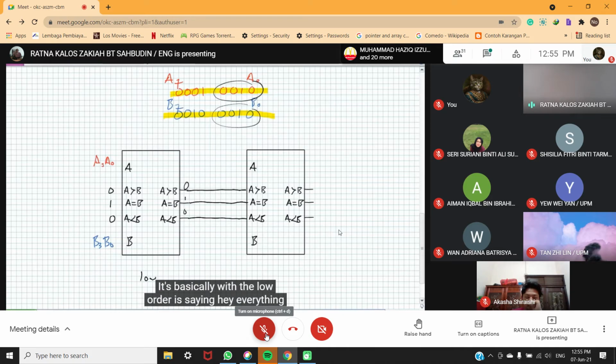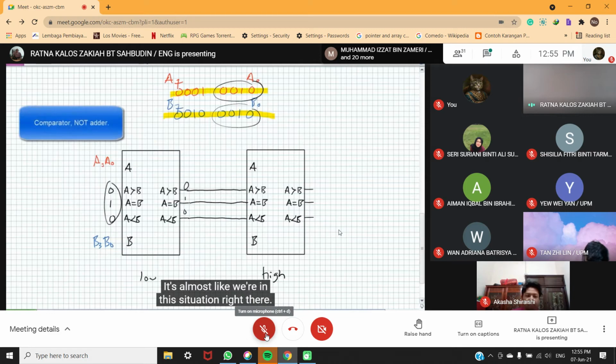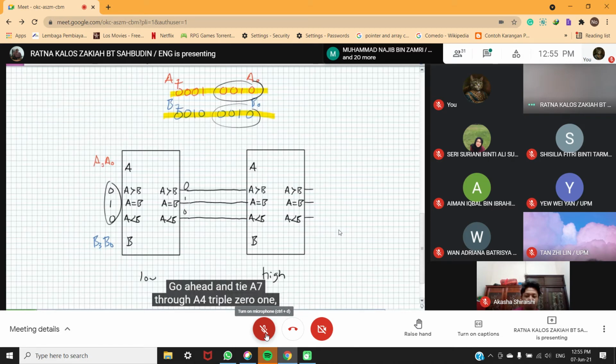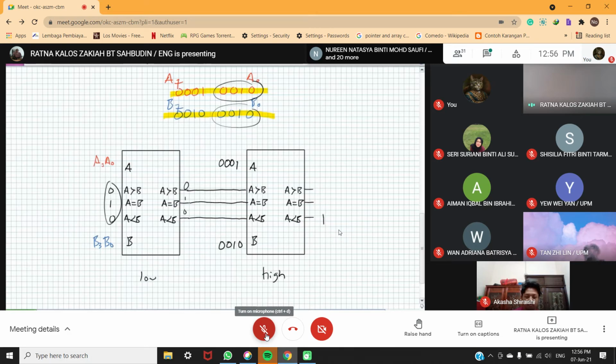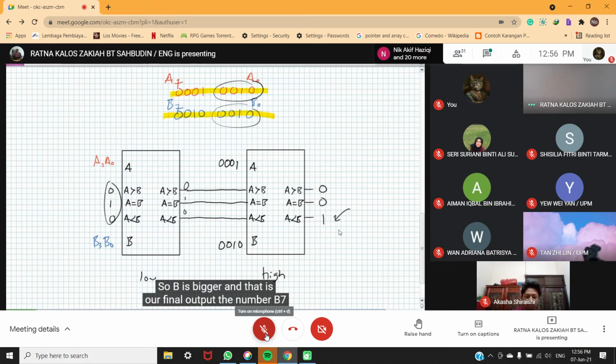It's basically the low order saying, hey, everything on my end, they're equal. I can't make a decision if this is an 8-bit number. It's up to you, the higher order comparator. It's almost like we're in the situation right there. What are my inputs for that higher order comparator? What's 0, 1, 0? Saying everything below me is equal, you get to make the decision. Go ahead and tie A7 through A4, 0001, and 0010. Which one is bigger, 1 or 2? Well, to me, binary 2 is bigger. So B is bigger, and that is our final output. The number B7 through B0 is greater than A7 through A0.